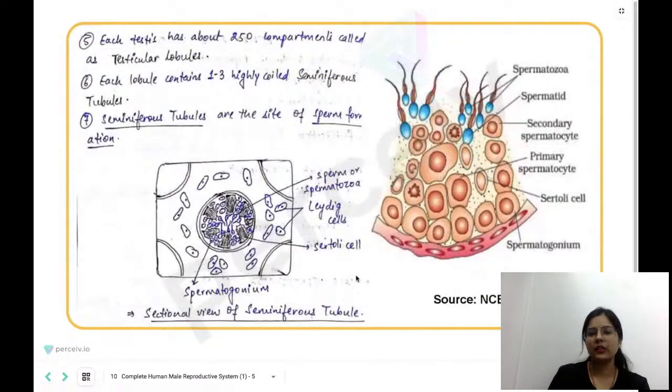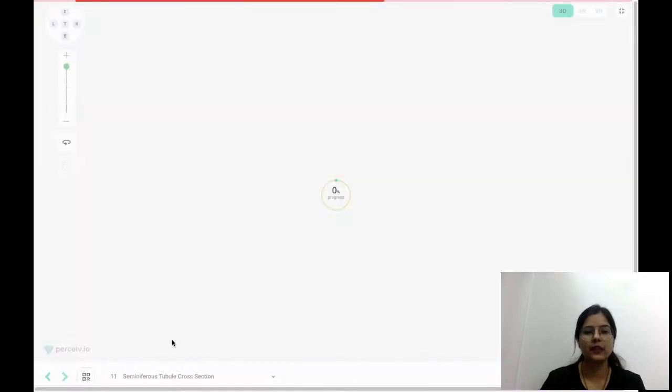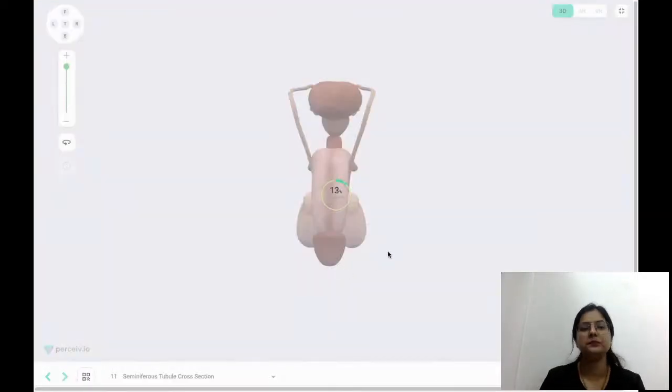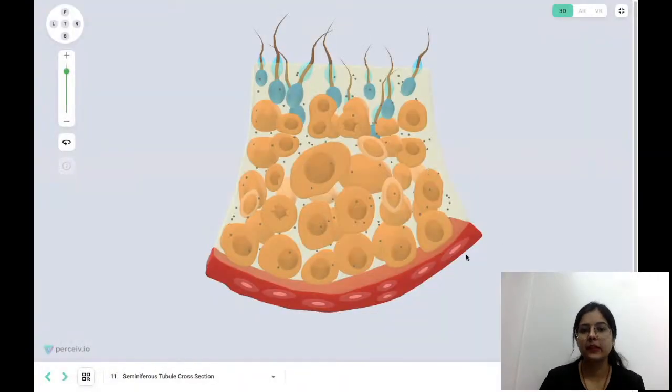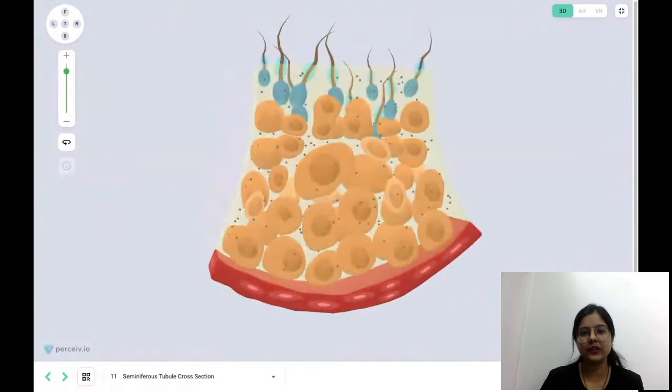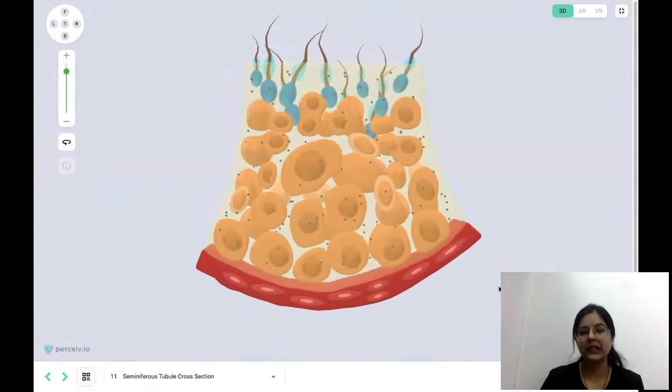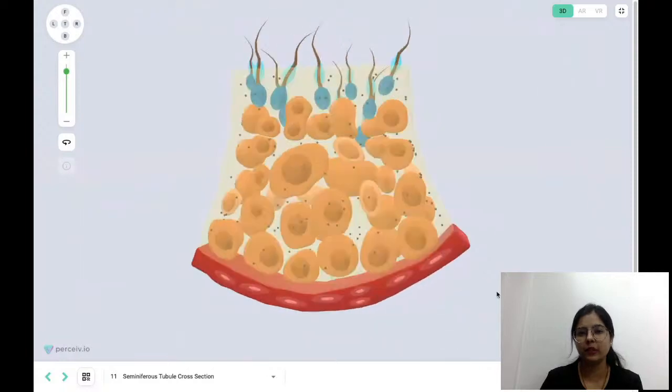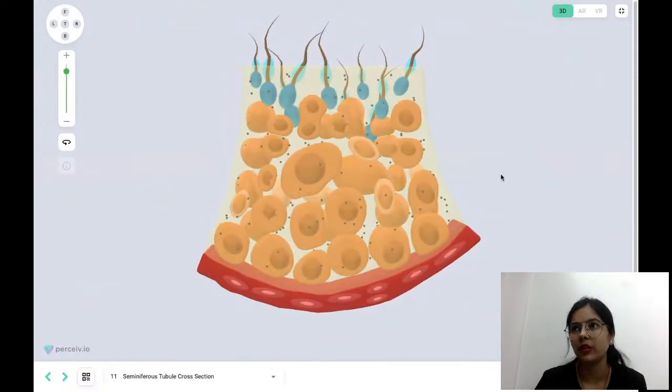All right. Now, before coming to this part, we can just use this model. Yeah, so this is another model which you can see over here. My purpose of showing this model is that this is a section of a seminiferous tubule, which you can see on your screen. All right.